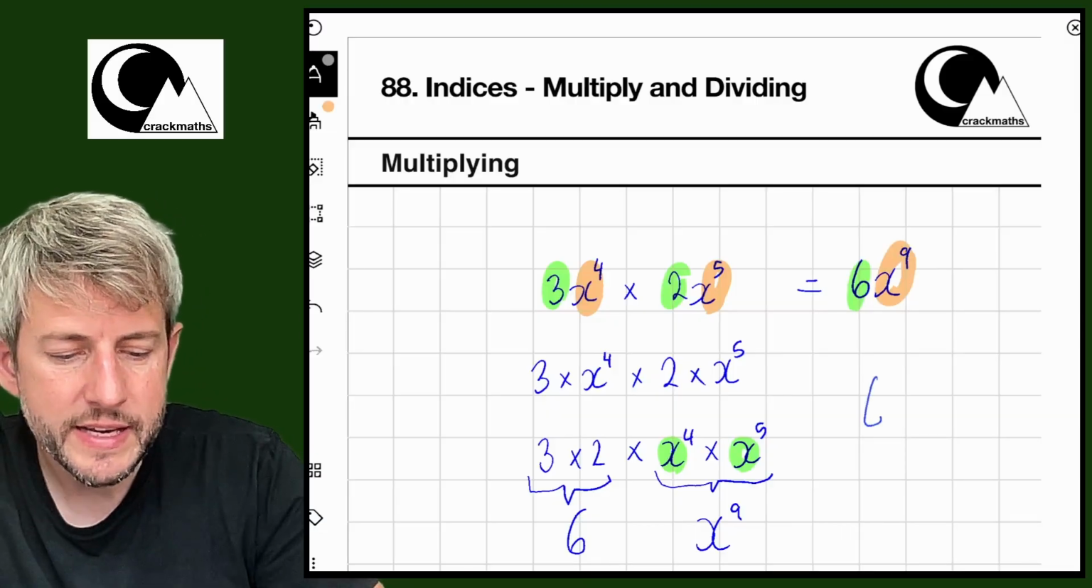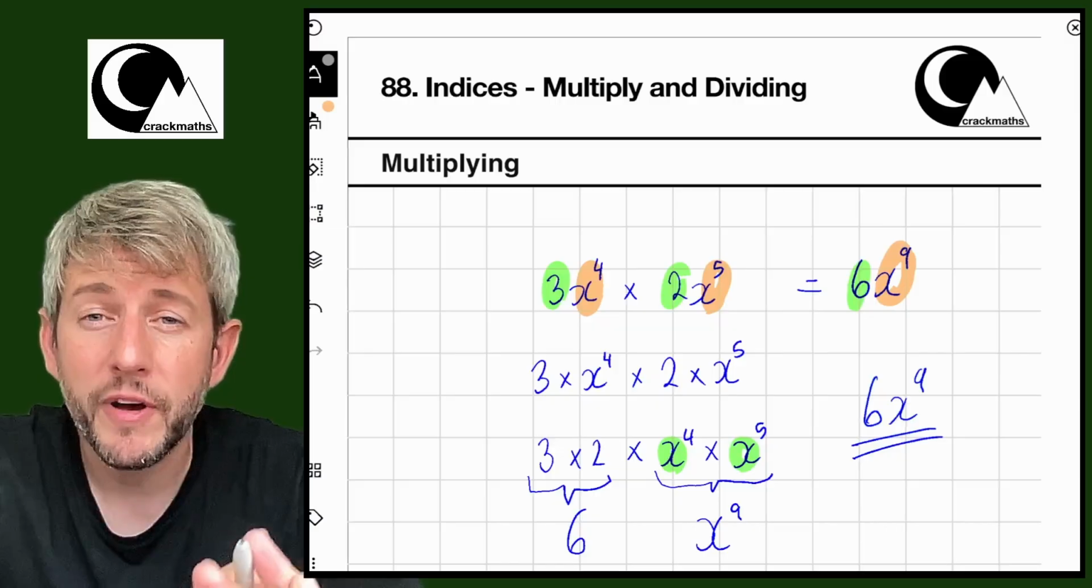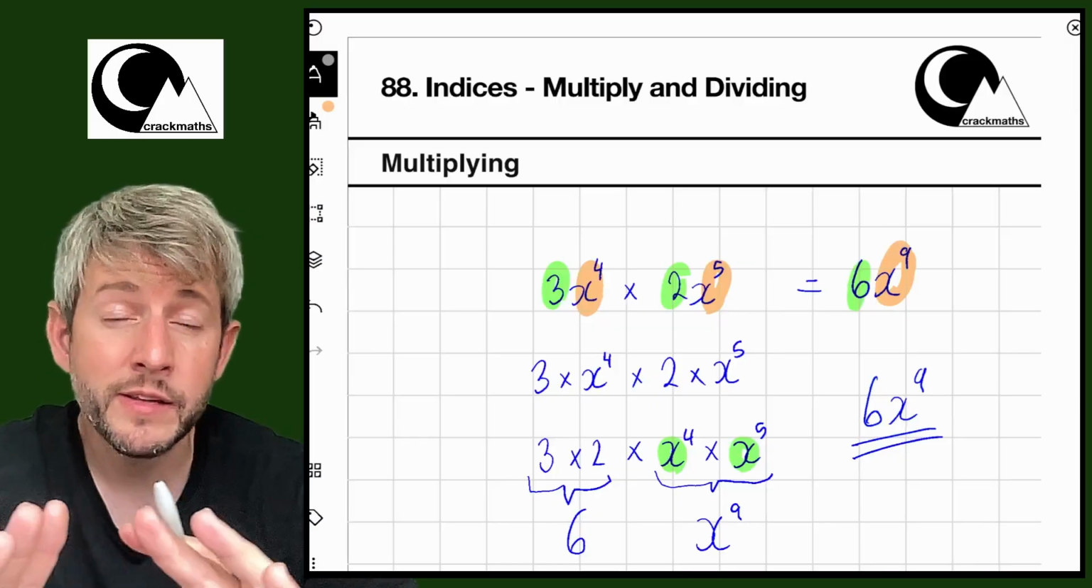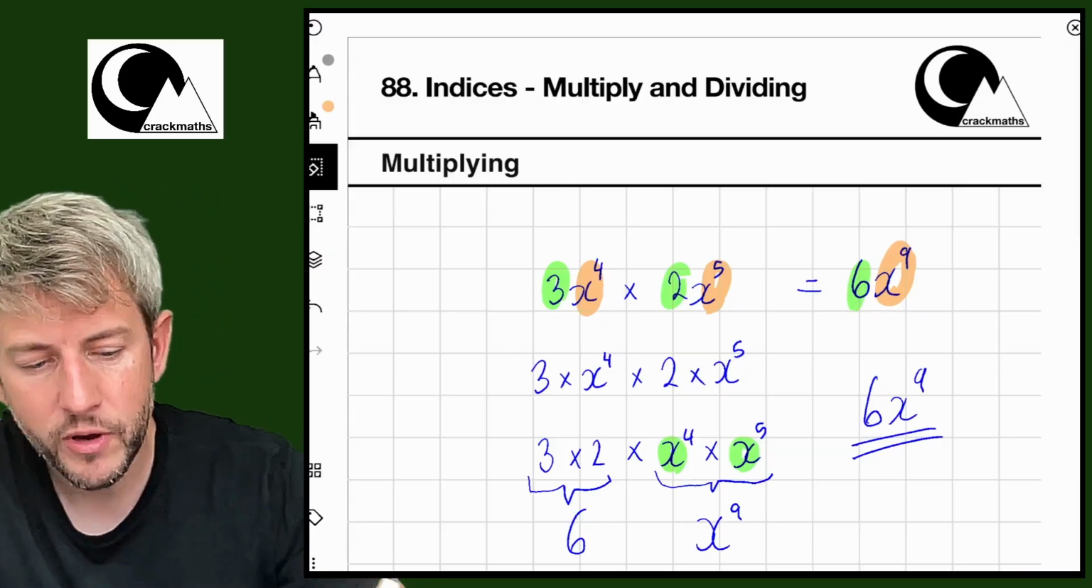And so 6x to the 9 is a perfectly respectable simplified answer for that calculation. That is the nicest way that we could rewrite that initial question. Okay, let's try another one.